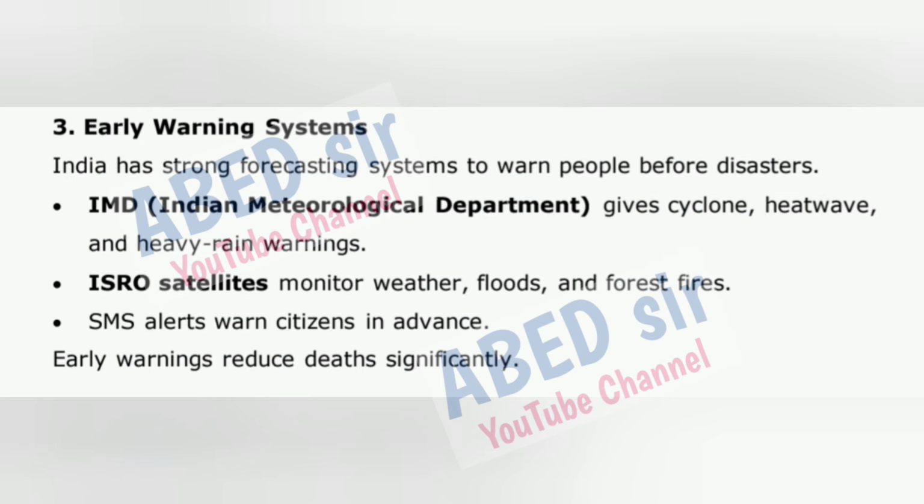3. Early Warning Systems. India has strong forecasting systems to warn people before disasters. IMD, Indian Meteorological Department, gives cyclone, heat wave, and heavy rain warnings. ISRO satellites monitor weather, floods, and forest fires. SMS alerts warn citizens in advance. Early warnings reduce deaths significantly.